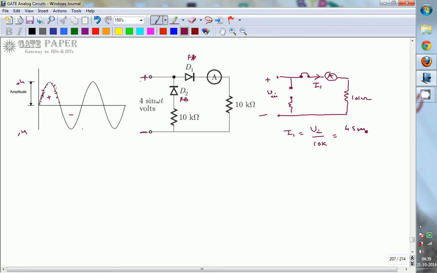So 4 sin omega t divided by 10k gives I1 equal to 0.4 sin omega t milliamperes. The k, which is 10 power 3, when moved to the numerator side becomes 10 power -3, that is milli. So I1 becomes 0.4 sin omega t milliamperes during the positive half cycle.